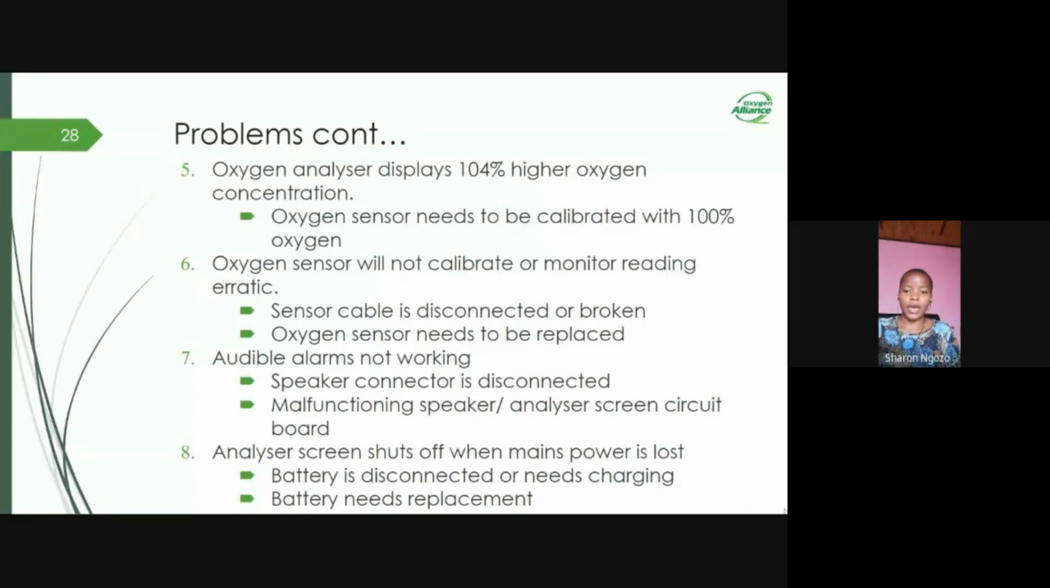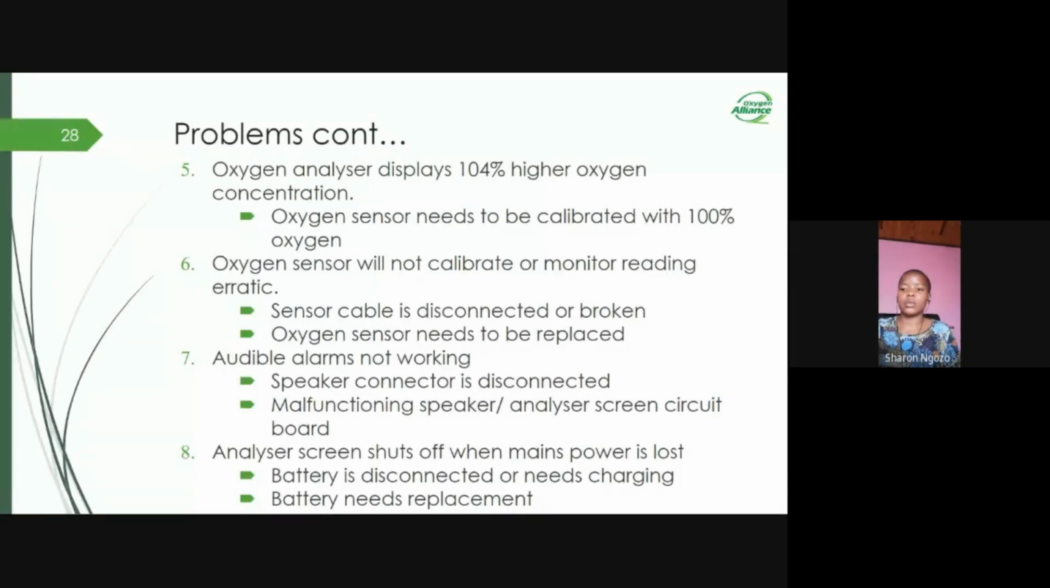The other problem can be where the analyzer screen shuts off when mains power is lost. Here you have to know that you have a battery that works with this. So you need to check the battery if it needs recharging or if it is disconnected. Sometimes the battery has lost its capacity to charge, and all you have to do is replace the battery.